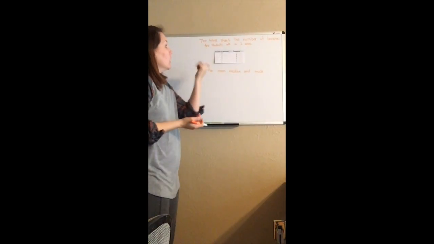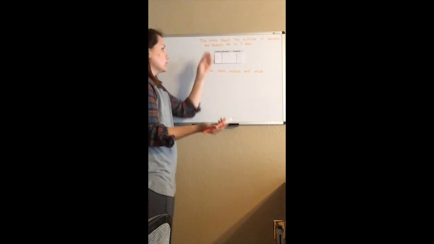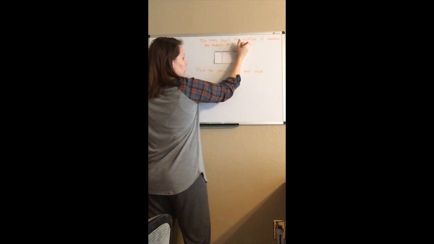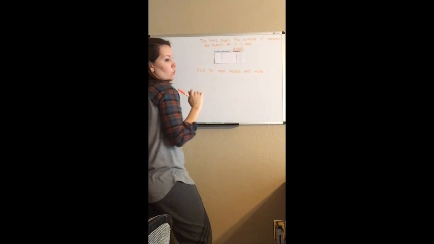Hopefully you had a chance to do that. This table shows the number of bananas the students ate in 1 week. So we have number of bananas and frequency. We can also say this is students, so the frequency would be students. How many students ate one banana a week? How many of them ate 5 in 1 week?